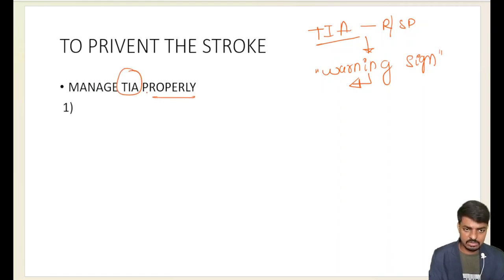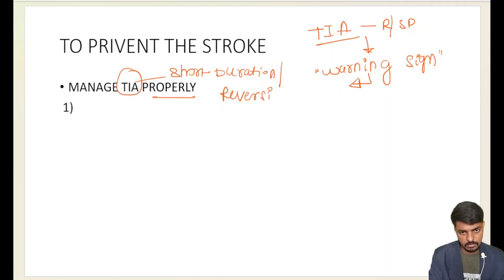What is the transient ischemic attack? I have explained it earlier, but here also I will explain. Transient ischemic attack is a focal neurological deficit for a short duration due to reversible causes. Two very important words you have to remember: reversible causes. Very important.